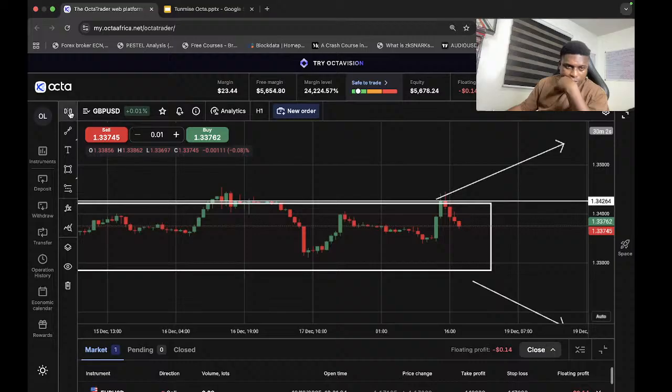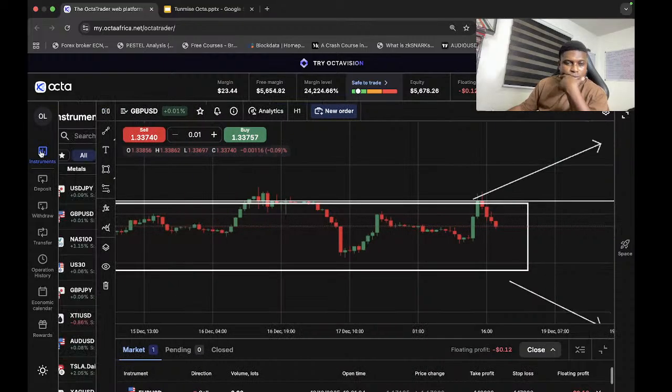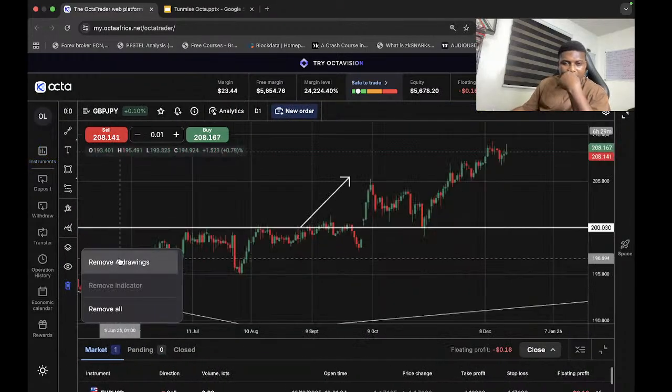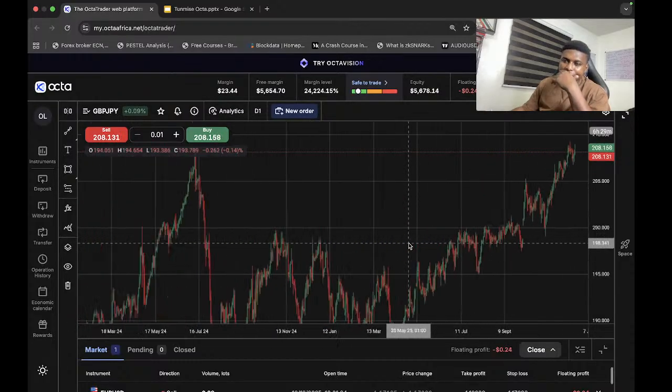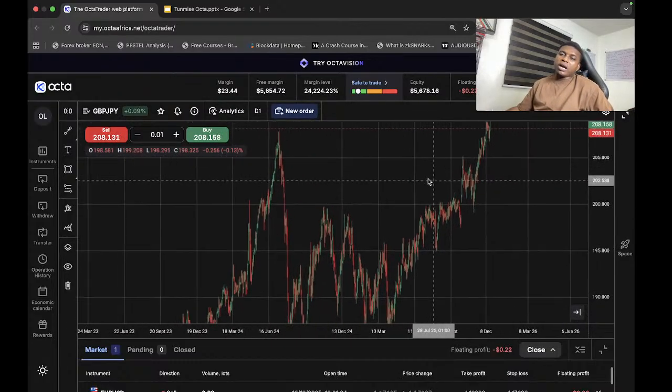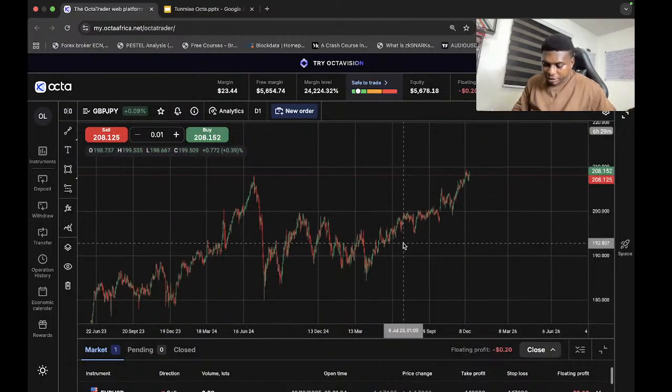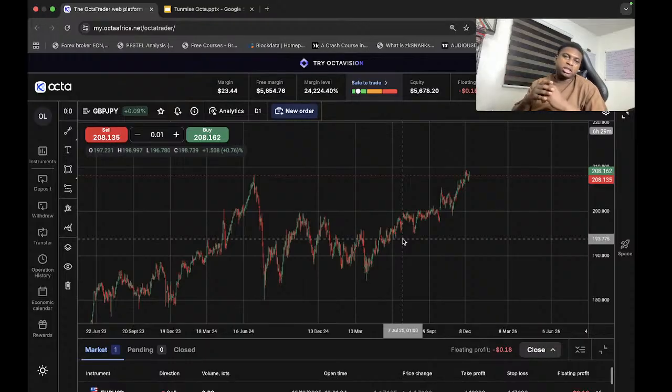So let's look at GBP JPY. When we look at the overview of GBP JPY, as you can see here, let's map out key levels of support and resistance, and better understand what is going on in the GBP JPY market.